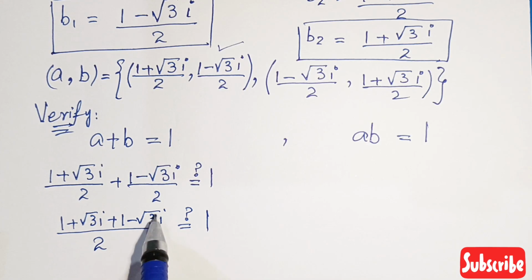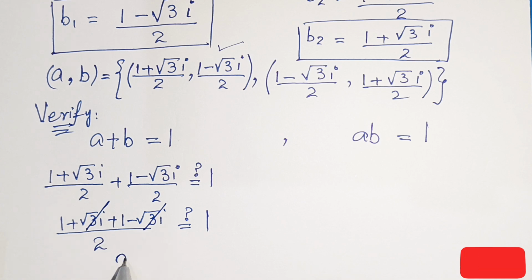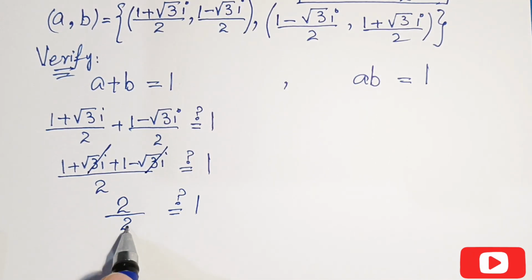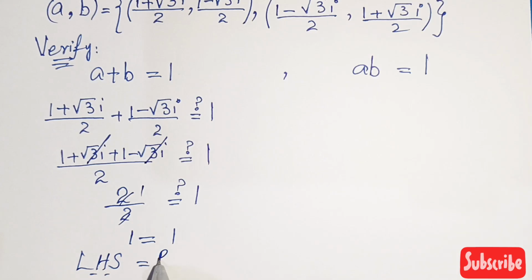Here we see that minus square root of 3i and plus square root of 3i can be cancelled, so we get 1 plus 1. So 1 plus 1 is 2, so 2 over 2. Is it equal to 1? Now 2 over 2 we get 1, so 1 is equal to 1. Hence the left hand side of this equation is equal to the right hand side. So we have just proved that this first pair in equation 1 is true.